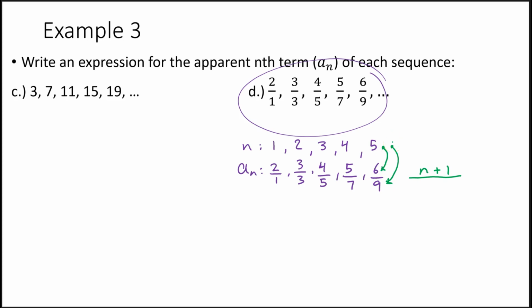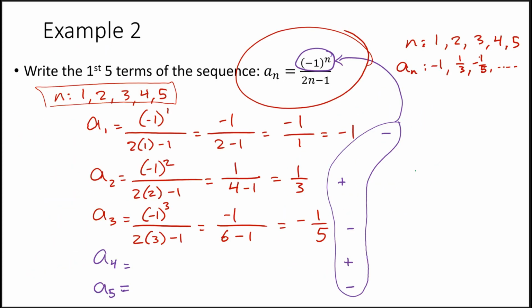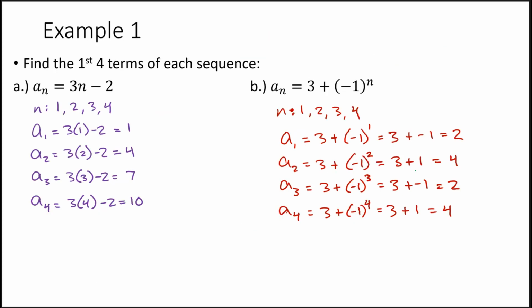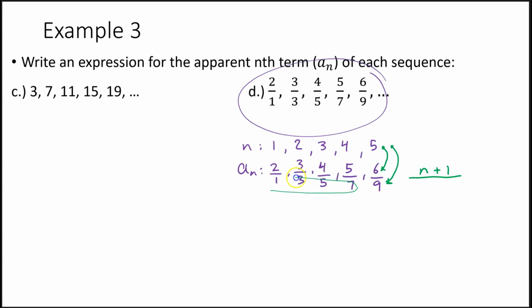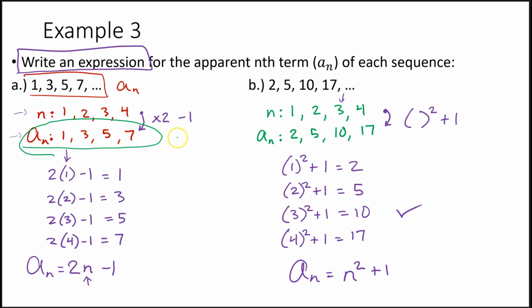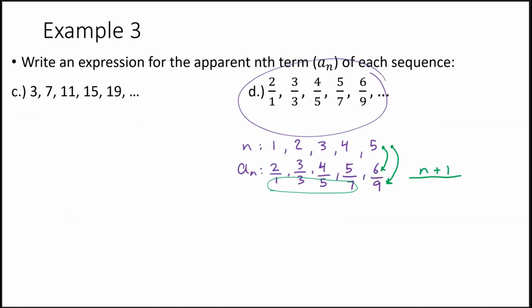Well, maybe we can try, if I notice, let's see, I had it here. Do we recognize those numbers? 1, 3, 5, 7. We've already seen that pattern happen right here, and our pattern was times 2 minus 1. So on the bottom we would have 2n minus 1. And so you just have to think about the numerator and the denominator as two separate patterns. And so our expression would be n plus 1 over 2n minus 1.